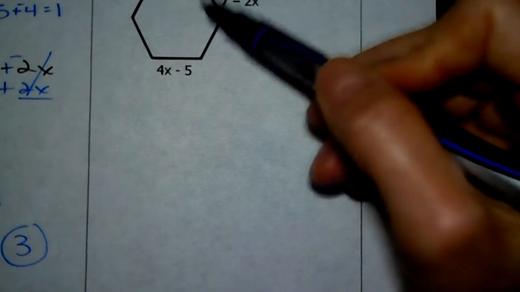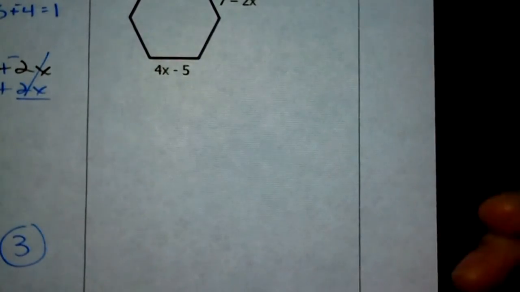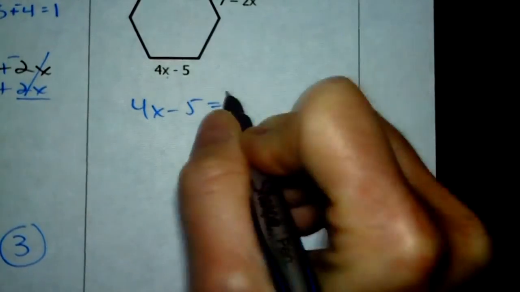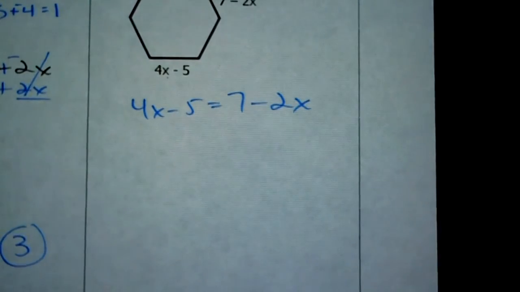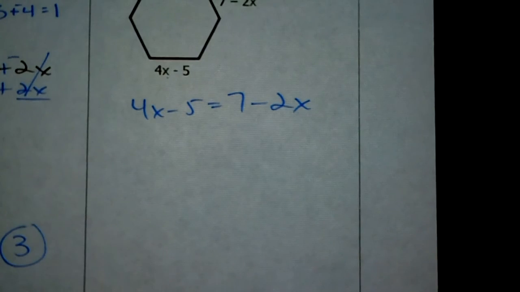All right. So next one, same kind of thing, except right now we're dealing with a 1, 2, 3, 4, 5, 6-sided figure called a hexagon. All right. So if this is a regular polygon, that means that 4x minus 5 is equal to 7 minus 2x. This is the same kind of problem here. All right. So we want to find out what x is first.